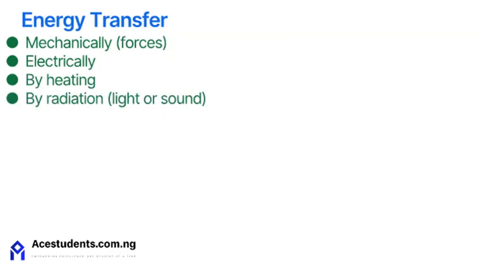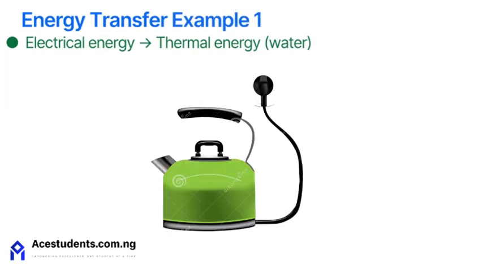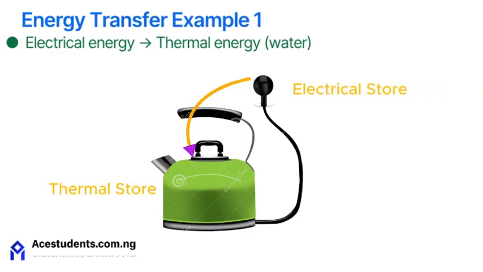Energy moves from one store to another by 4 methods. These are mechanical work, electrical transfer, heating, and radiation. In an electric kettle, energy is transferred from the mains electricity to the water by heating. The energy moves from the electrical store to the thermal store.